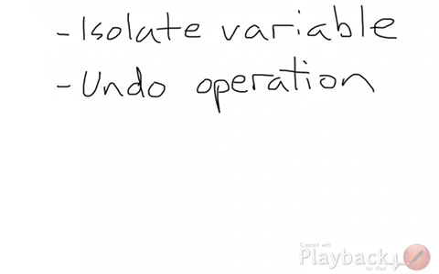So we're still going to try to isolate the variable, which means get it by itself. And we're still going to undo the operations. So if you have an add in the equation, you're going to have to subtract. If you have a multiply in the equation, you're going to have to divide. So we'll start with a quick example.